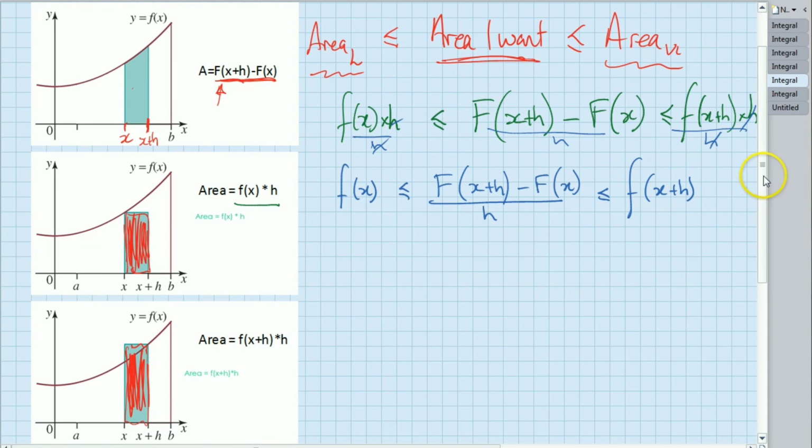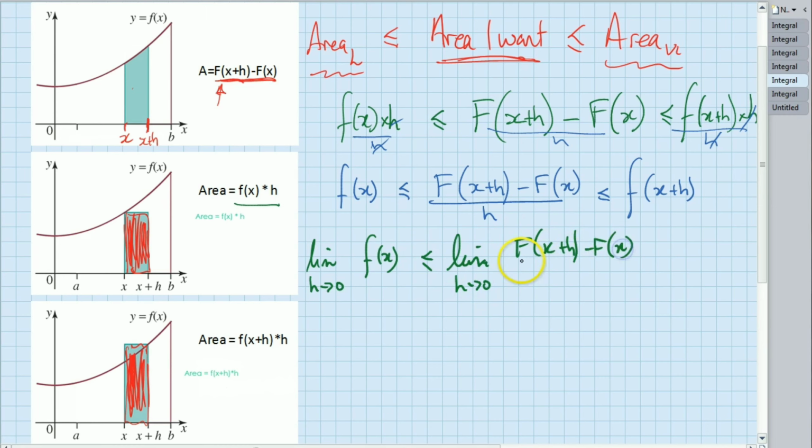Now I'm still not quite there, but because we've been looking at limits in this chapter, I'm going to take the limit of both sides here, or the limit of all of this. So the limit as h approaches 0 of f(x) is going to be less than or equal to the limit as h approaches 0 of this expression here, and that's going to be less than or equal to the limit as h approaches 0 of f(x+h).